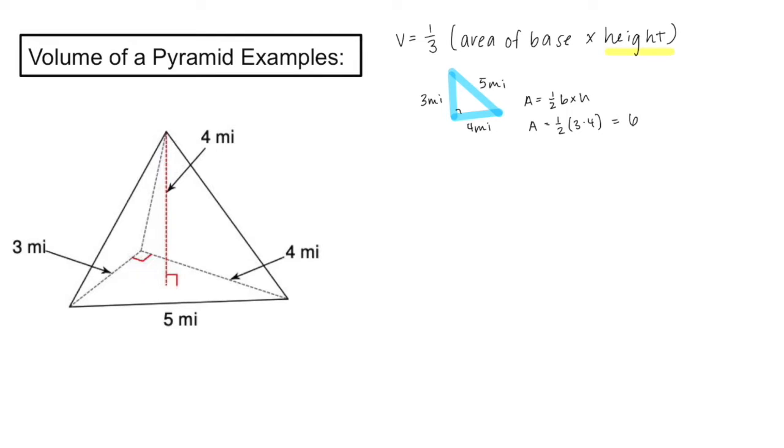Now I need to find the height of the pyramid, which is 4 miles. I'm going to multiply the area of the base times the height, and then multiply by 1/3. When I calculate that all out, I get that the volume of this pyramid is 8 miles cubed.